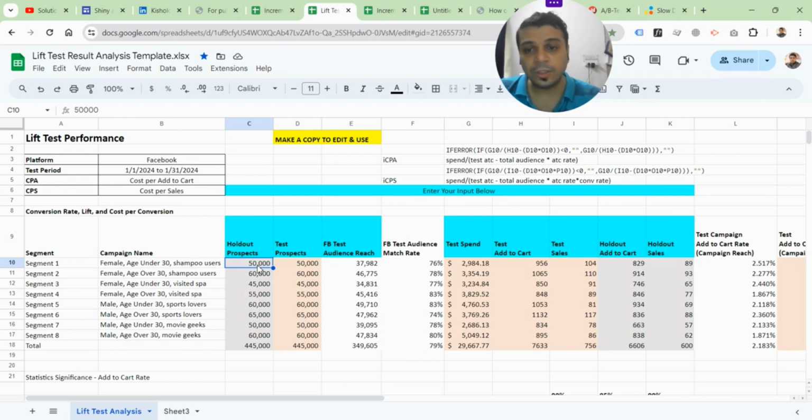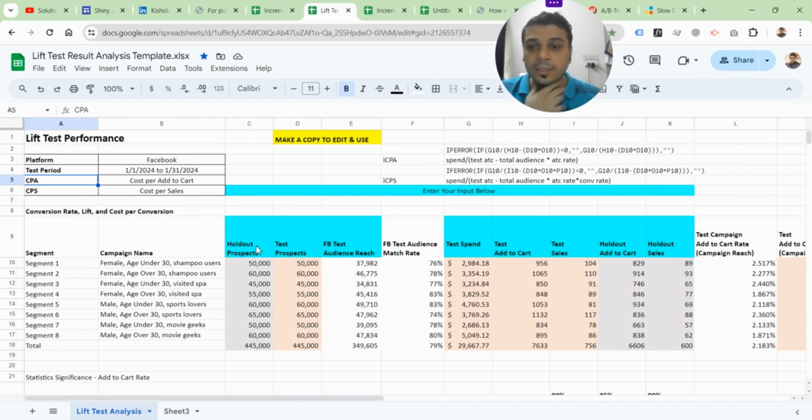The objective here was to understand how much impact a particular channel's spend, in this case Facebook, would have on cost per add to cart and cost per sale. So you can say on add to cart and sales.